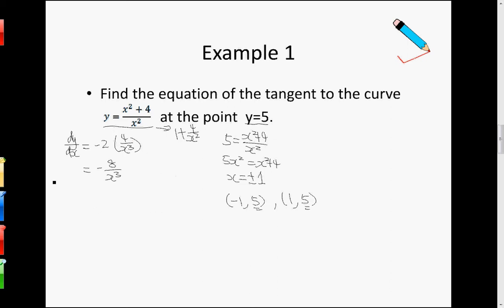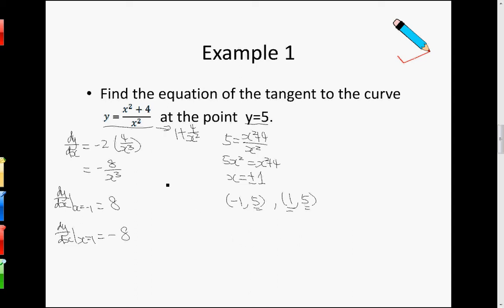The dy/dx at this coordinate would just be subbing in the minus 1. So to find dy/dx at x equals minus 1, this would just be 8. And to find dy/dx at x equals 1, this would be minus 8. So x equals 1 corresponds to this point over here.